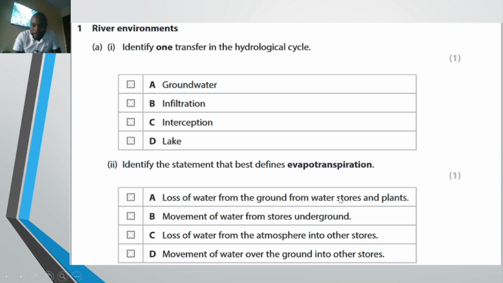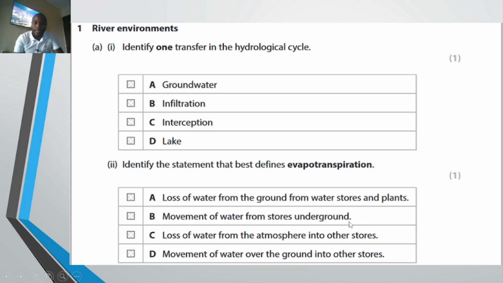I think a loss of water from the ground, water stores, that's what it's supposed to be, not from. Forgive me for this grammatical error here. So, loss of water from the groundwater stores and plants. Is that an answer? It's an answer. Why? Because we have combined evaporation from the ground and also from the plants. When we have these combined, from the ground and also from the plants, we call it evapotranspiration, but transpiration is just from the plants.